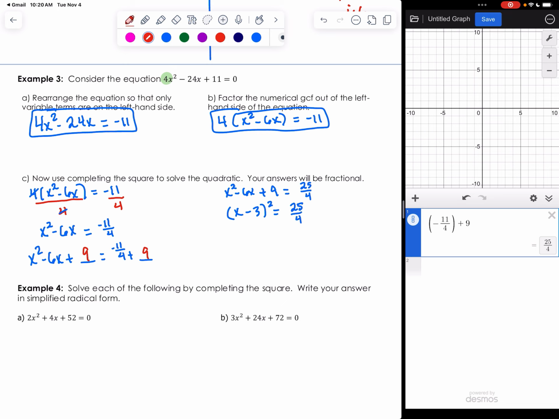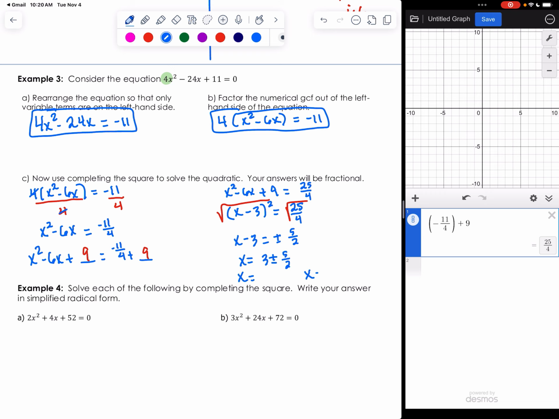Now we'll take the square root of both sides. So this would be x minus 3. And over here, the square root of 25 is 5. The square root of 4 is 2. So this would be plus or minus 5 over 2. And then I'll add 3 to both sides. So x equals 3 plus or minus 5 over 2.